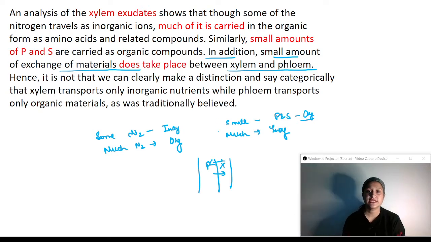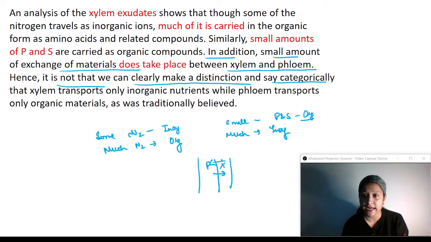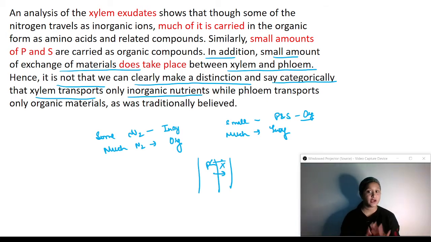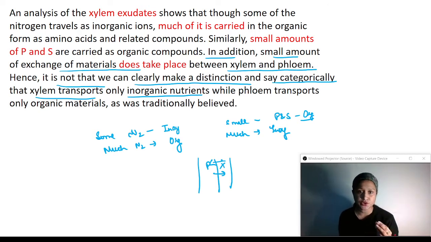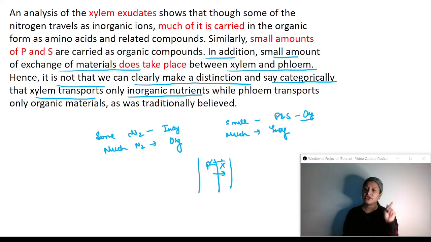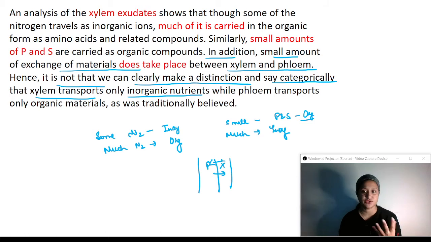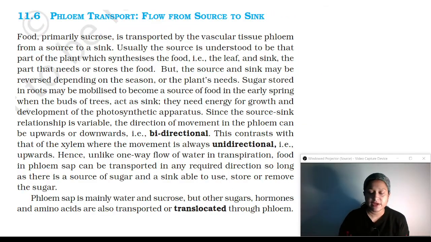Okay, so this is clear now. Hence, it is not that we can clearly make a distinction and say categorically that the xylem transports only inorganic nutrients. हम ये नहीं कह सकते. We cannot make a clear distinction that the xylem is transporting only and only inorganic nutrients and the phloem is transporting only and only organic materials. So traditionally it was believed, ये पहले belief था कि phloem organic material transport करता है और xylem inorganic को, but it is not true. Fine, because xylem और phloem के बीच में exchange होता है. So this is a very important paragraph.